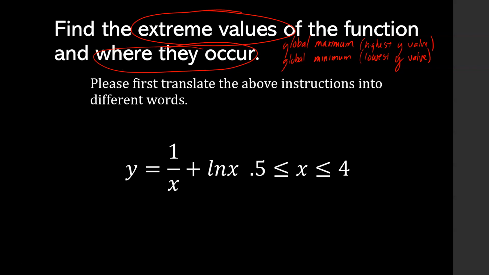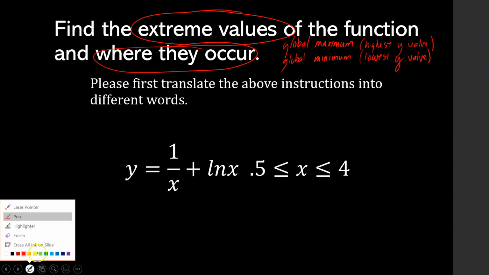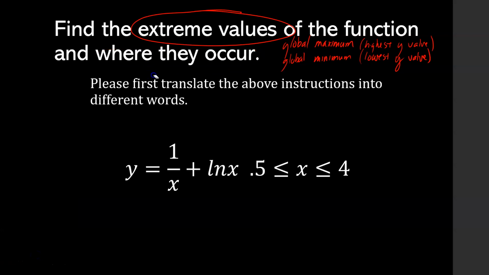Okay, what about this where they occur stuff? Can I get a different color? I can. What about where they occur? That's going to be the x values with the maximum and minimum.